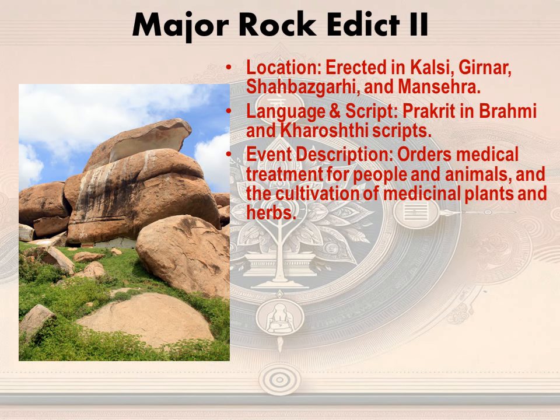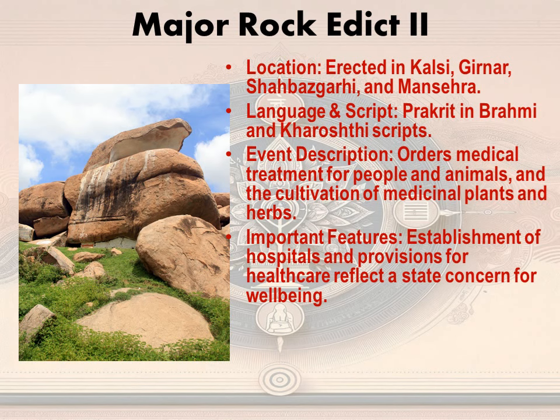It orders medical treatment for people and animals and cultivation of medicinal plants and herbs. So this is a very humane inscription where medical treatment facilities are given not only for people but also for animals. And the emperor also instructs people to cultivate medicinal plants from which medicines can be made for future use.